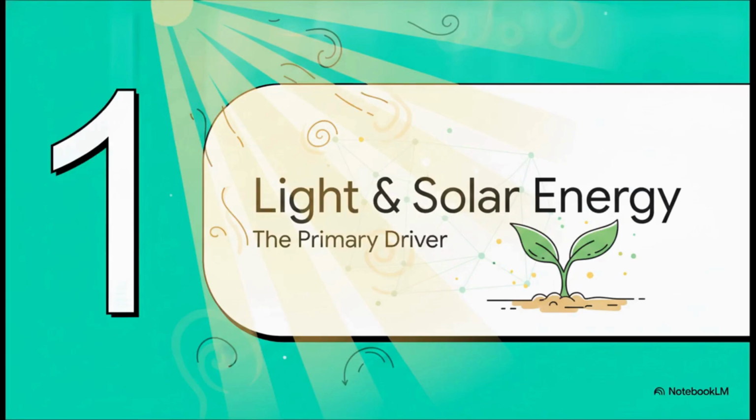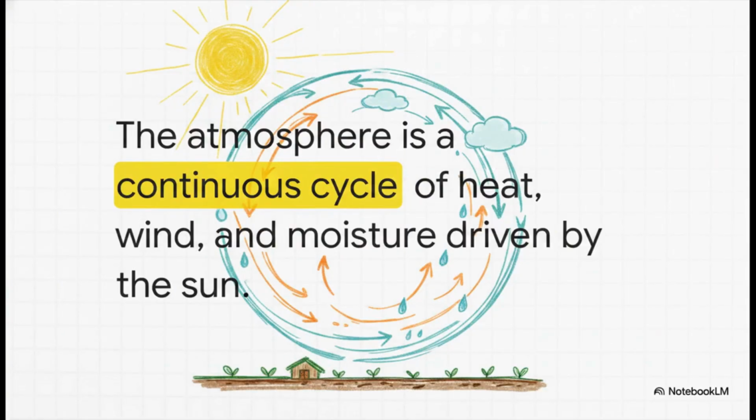All right, starting off with number 1. Light and solar energy, which is really the primary driver of the whole shebang. You have to realize that every single atmospheric change on the farm kicks off with solar energy. Imagine drawing a basic farm scene. Right up at the top, you've got a shining sun.